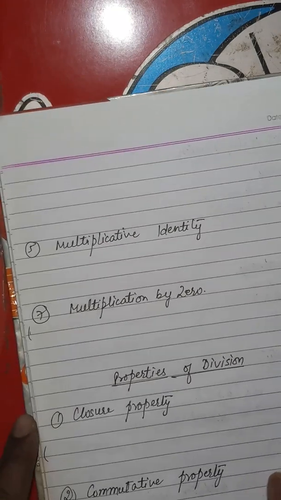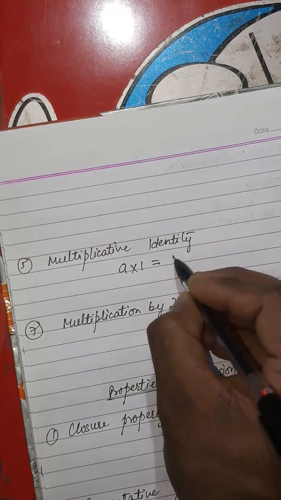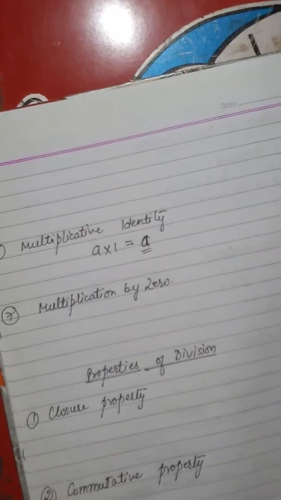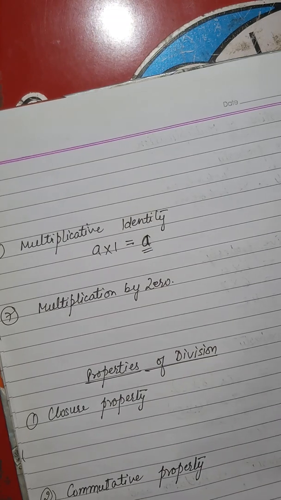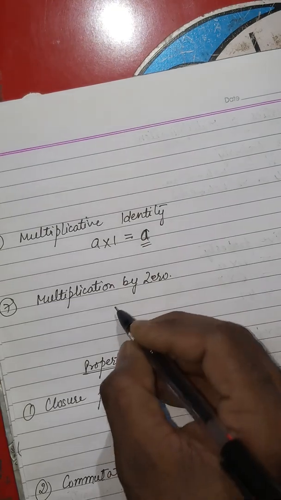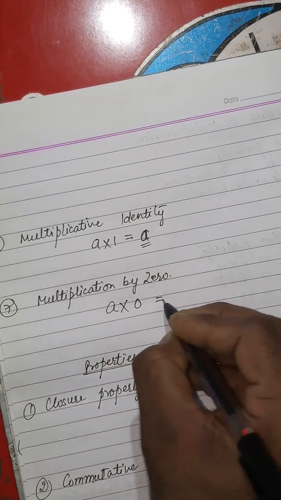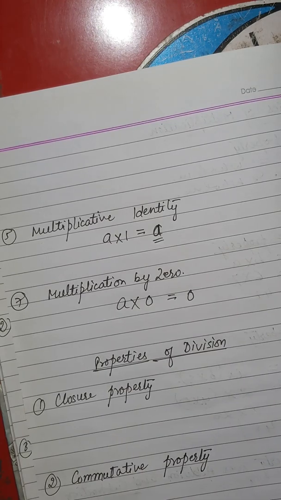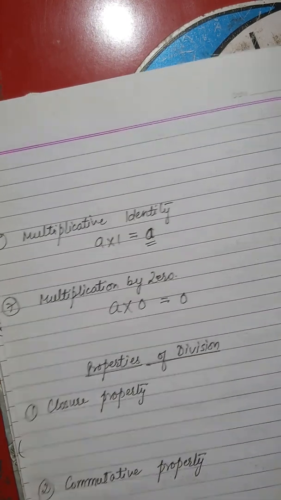Now the multiplicative identity, in which if a is multiplied by 1, we will get a, the same number. Okay, so 1 is called the multiplicative identity or identity element for multiplication of a whole number. Then multiplication by 0. If we multiply any whole number by 0, we will get 0. In other words, the product of any whole number and 0 is always 0.